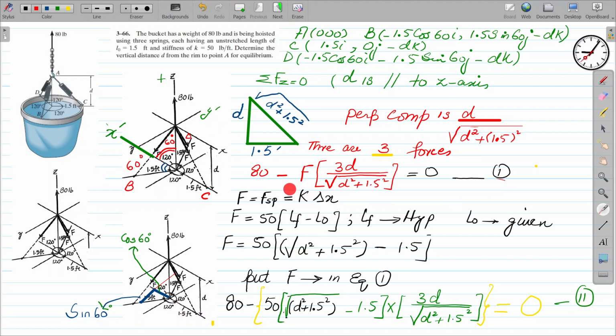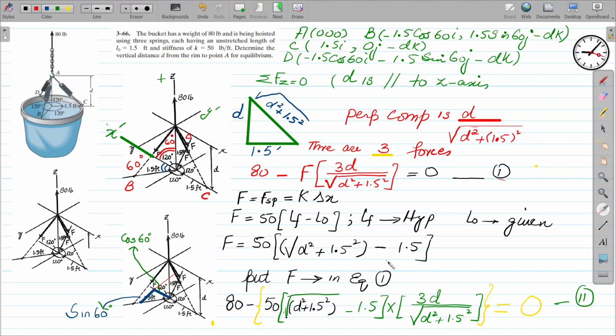Now we have to calculate this F. If you look at this photo, this F is made up of three springs, and we know F equals F_sp because of the spring. But what is spring force? K delta X. K is 50 pounds per foot. Delta X is nothing but final length minus original length. What is the original length? 1.5 feet. And what will be the final length? The final length will be the hypotenuse, which is this thing. So we put it over here, the square root of d square plus 1.5 square, minus the original length. Now we have calculated this F.